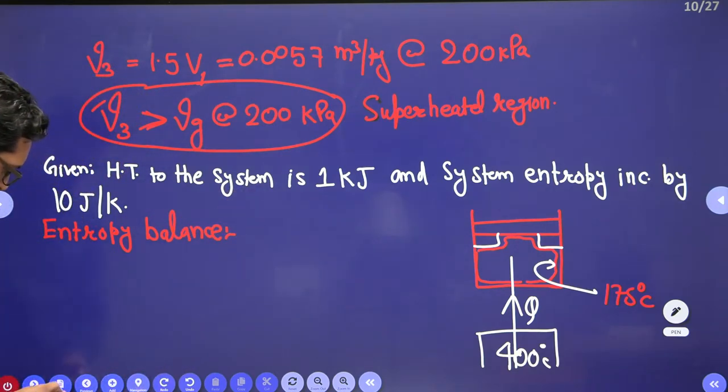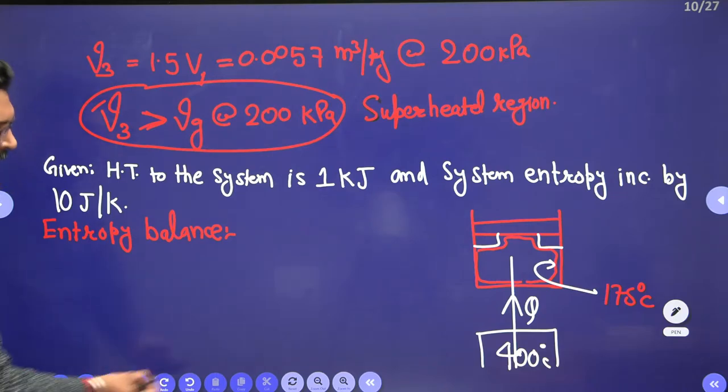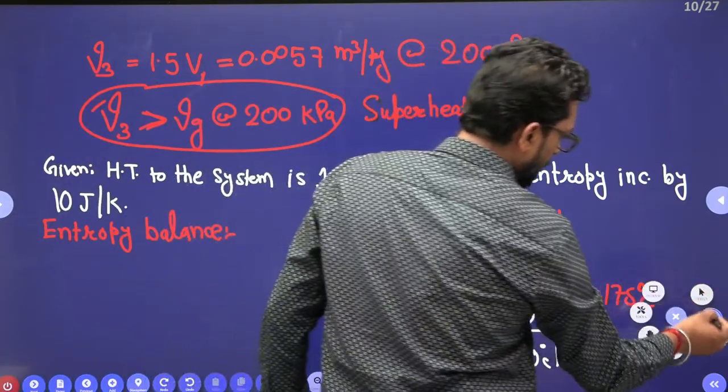See, this is very important. What is the entropy balance? One second, beta.